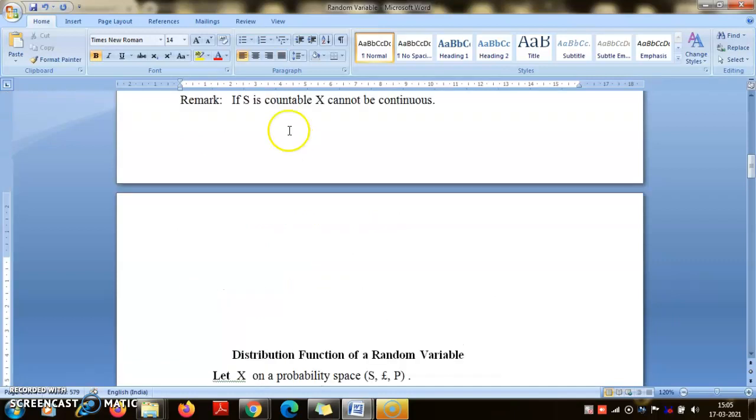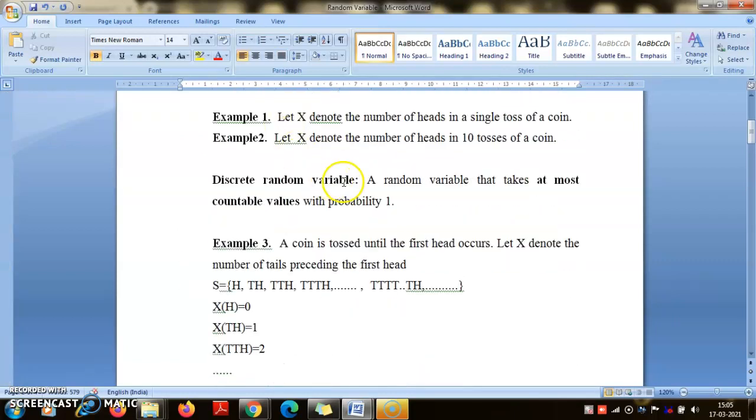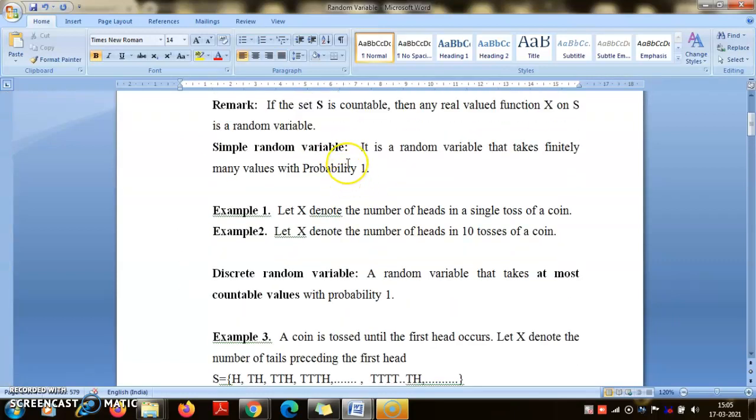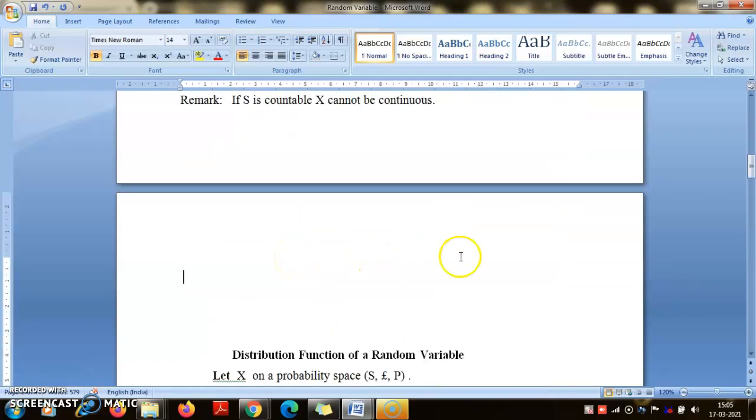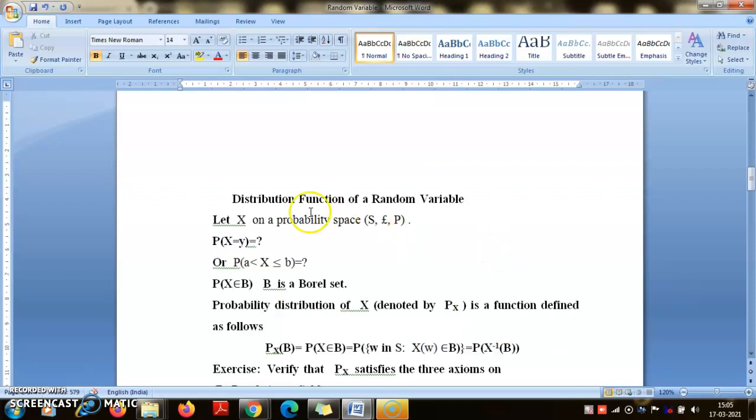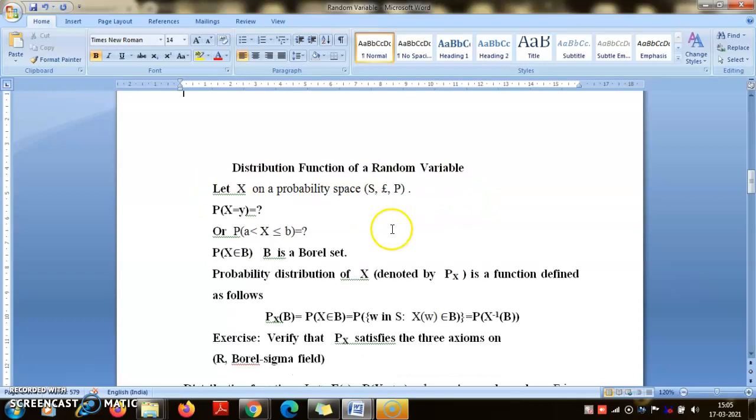Now we have seen the random variable and three types of random variables: simple, discrete and continuous. And now we will look at some common features of a random variable. So next, what we want is the probability distribution, or the distribution function, of a random variable.